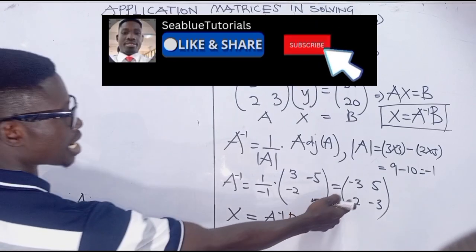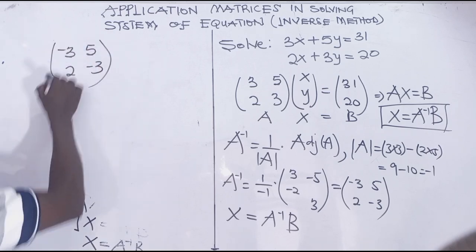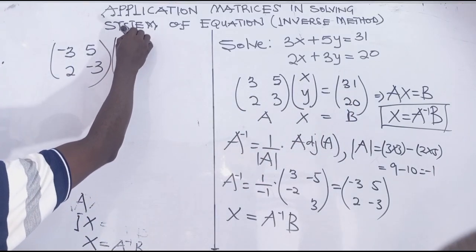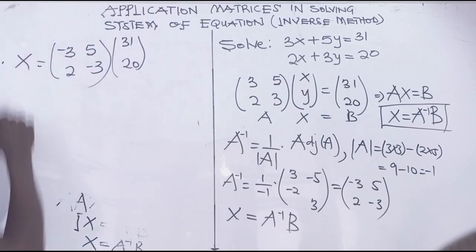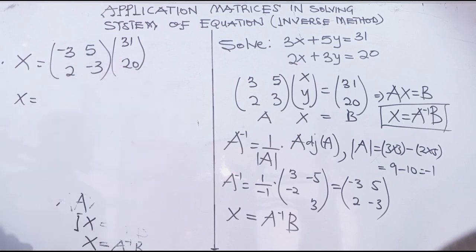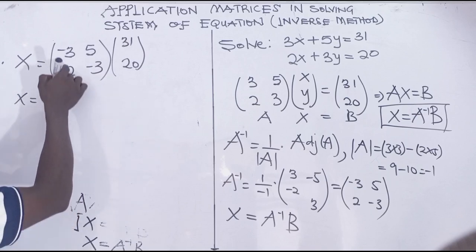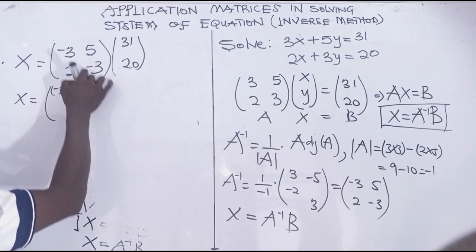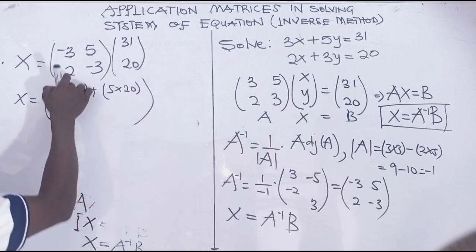So the inverse of A we had, and then our B is this. And the whole of this is equal to X. So we are going to expand the bracket. So we have negative 3 times 31 plus 5 times 20. Then we have this times that.